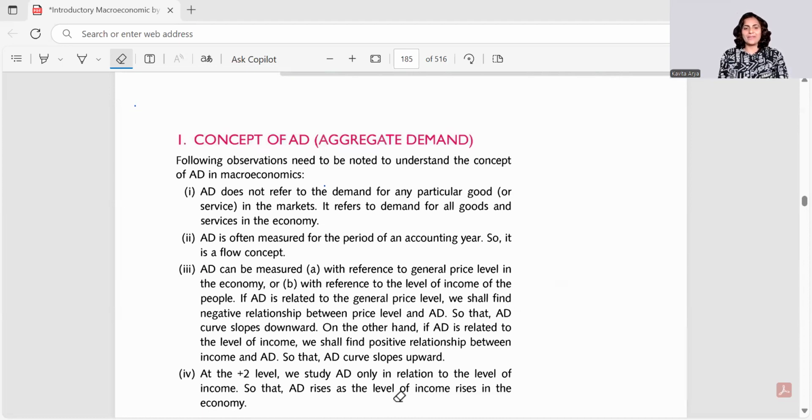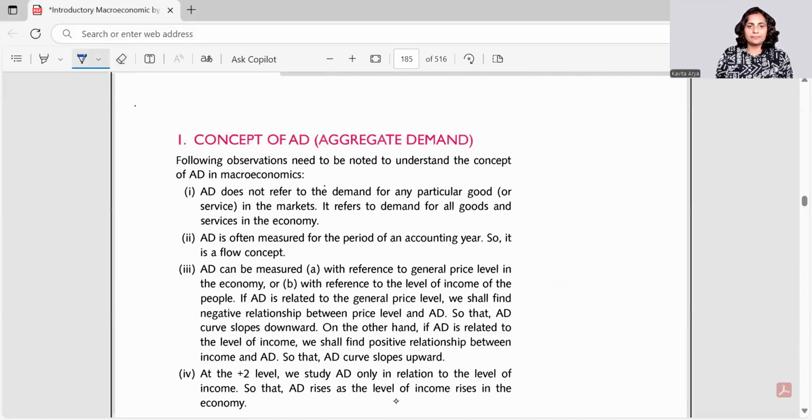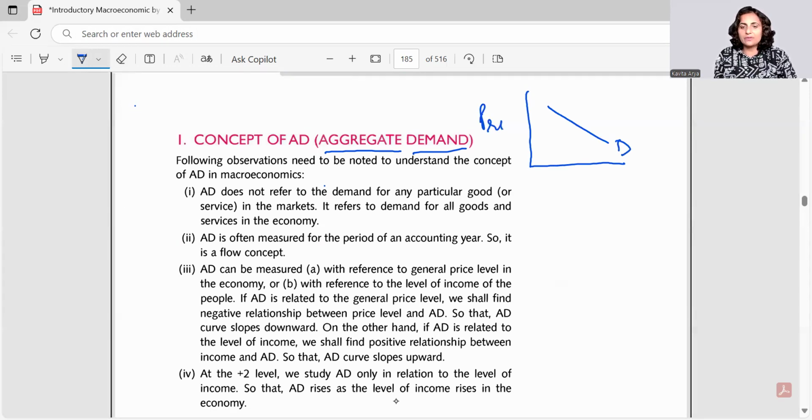So let's begin. When we talk about AD, A stands for aggregate and D stands for demand. I just want you to go back to your previous learning of microeconomics, where the demand curve would always slope down. Why so? Because it was made with respect to price, right? And as per the law of demand, the price and quantity showed the inverse relationship, hence it had a negative slope.